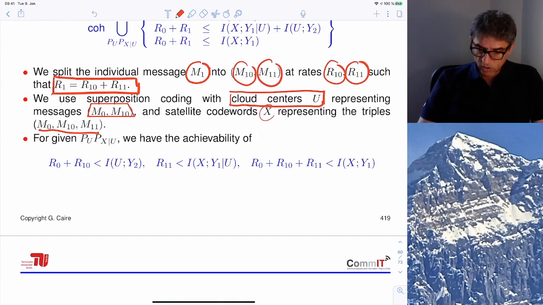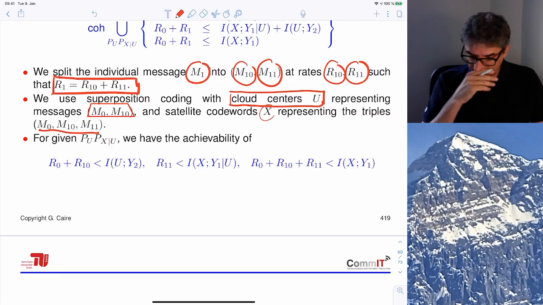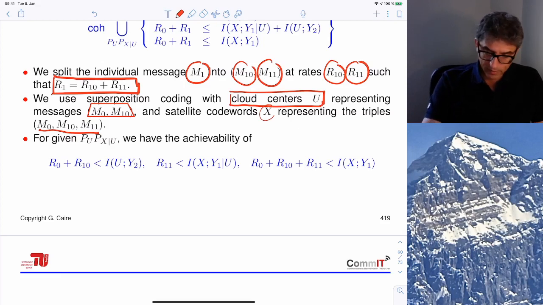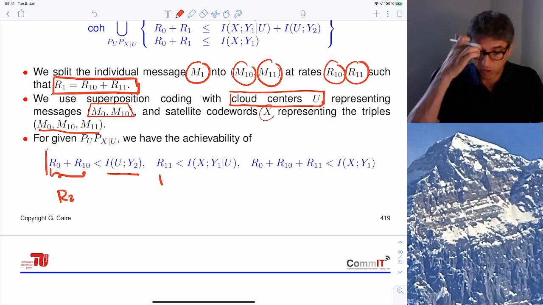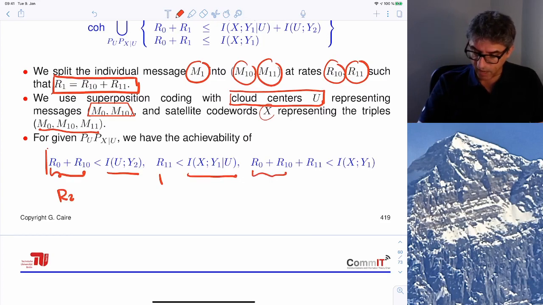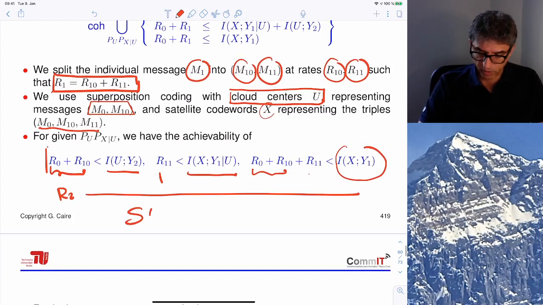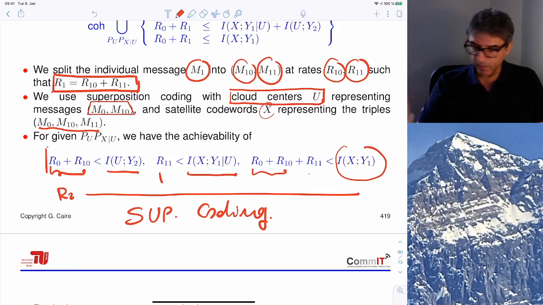Okay, so in this way, using standard superposition coding, we can conclude that this rate, let's call it R2, is going to be less than this mutual information, is achievable. If I call this the role of R1 in superposition coding with only private messages, this must be less than this mutual information. And then we have that the sum of R2 plus R1 is less than this. And this is exactly the same as superposition coding, and the achievability is what we have proved at the very beginning of this chapter.